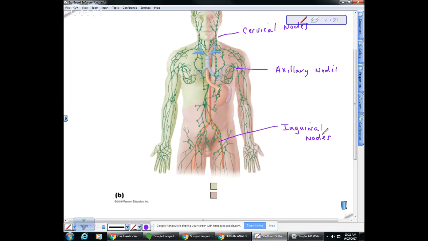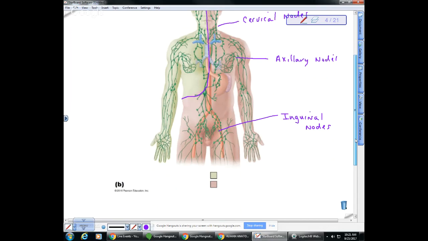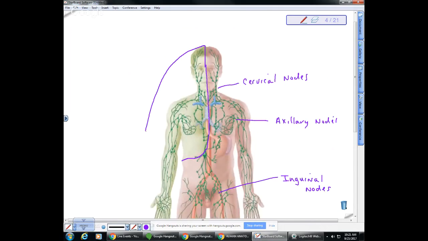Okay. Now, this didn't actually come out very evident on your handout, but there is a demarcation here. So you might want to just draw a line here coming up through the body, because there's a difference between the right and the left sides of the lymphatic system. Remember, when you're looking at a diagram, the right side is actually your left because it's anatomical position. So this is the right part and this is the left part.